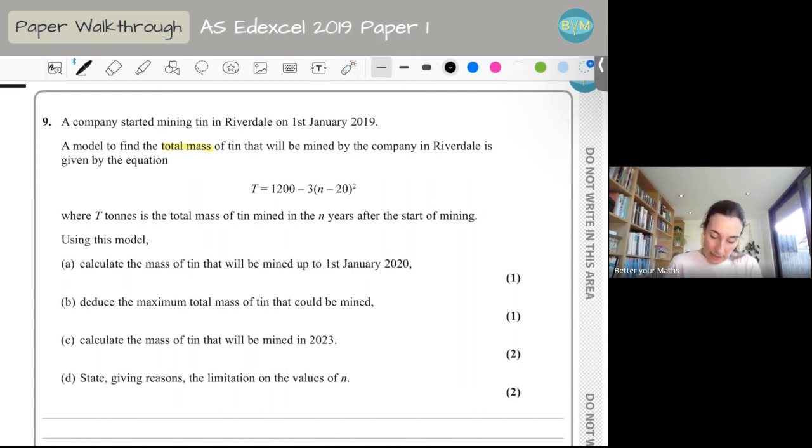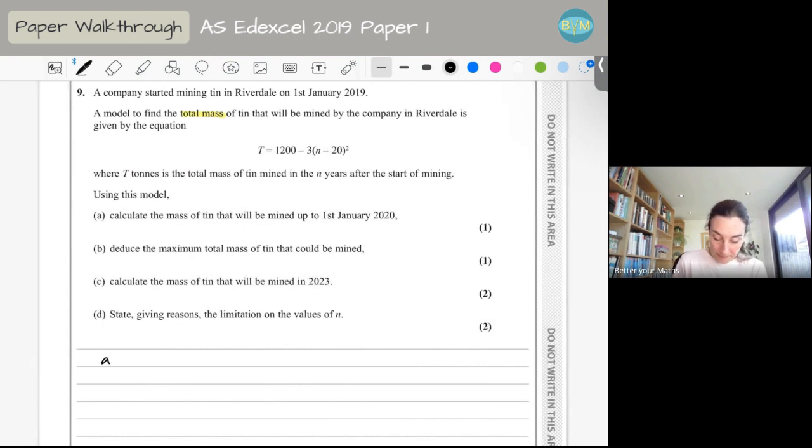So it says calculate the mass of tin that will be mined up to January 2020. So 1 year has passed, from January 2019 to January 2020. So n is going to be 1. The only thing you have to do is to substitute n by 1 and find T. So n is 1 year, which means T is going to be 1,200 minus 3 times (1 minus 20) squared. Do you understand why I'm substituting the n by 1?